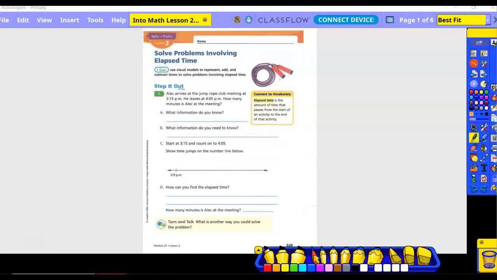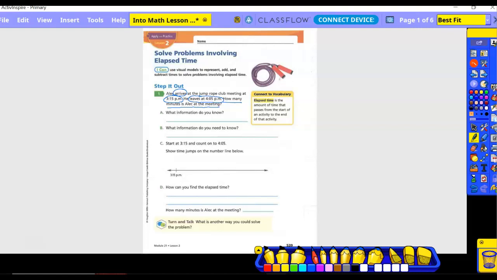When he arrives is what time? 3:15 p.m. He leaves at 4:05 p.m. How many minutes is Alec at the meeting? Okay, what information do we not need to know? Oh no, what are we looking for? Sorry. How many minutes is Alec at the meeting? How many minutes he was at the meeting, okay?